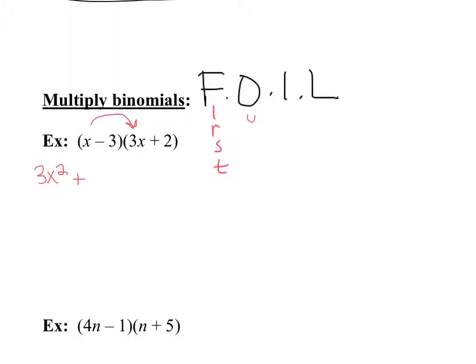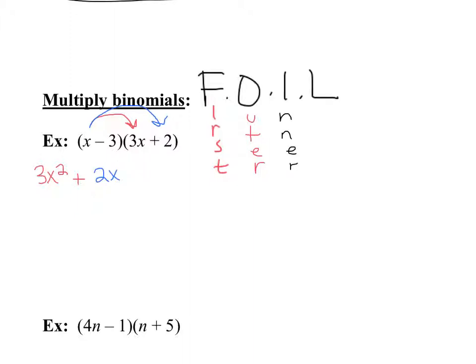The O in FOIL means outer. So if you look at the entire problem, you multiply the two things that are on the outermost edges. So that would be x and 2, which would be 2x. The I in FOIL means to do inner.